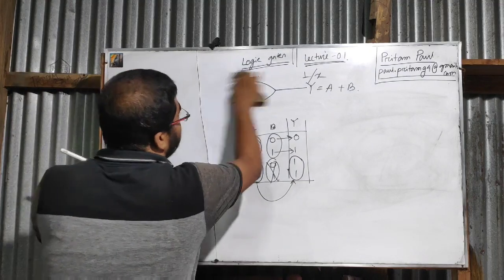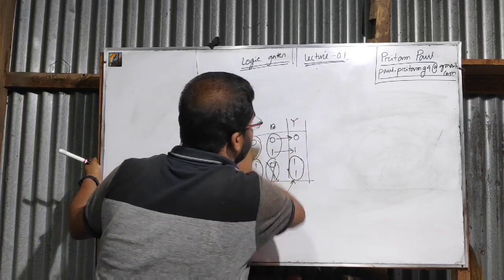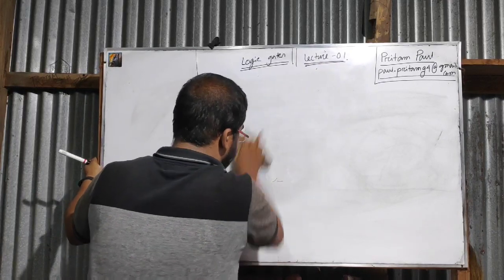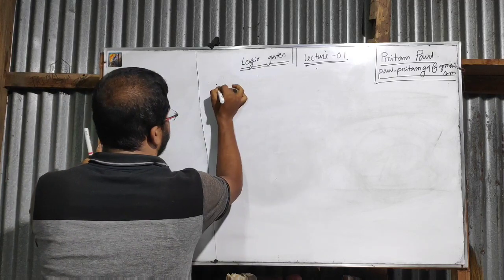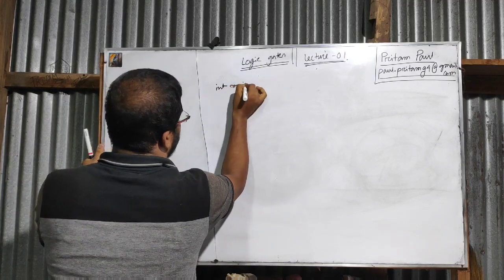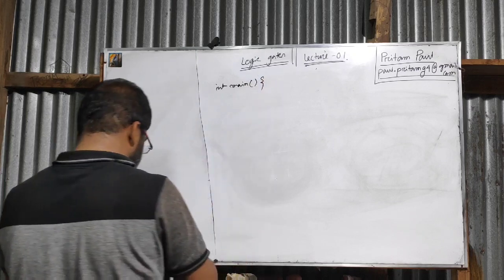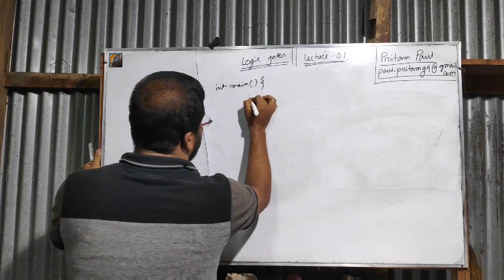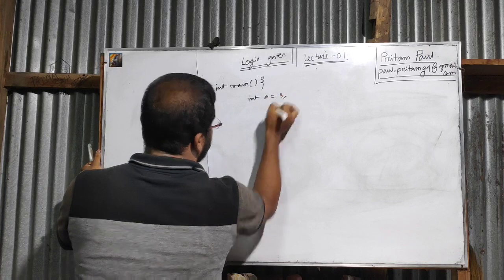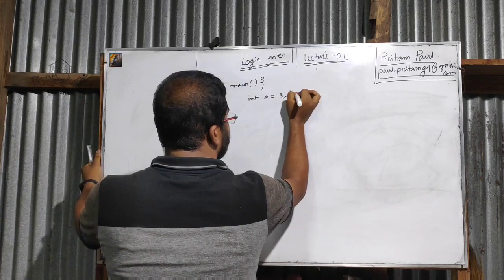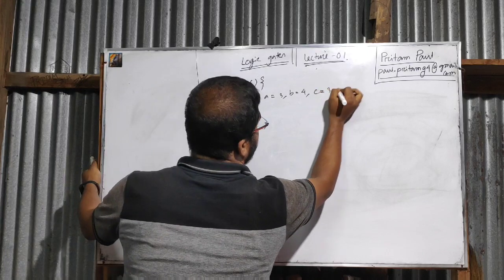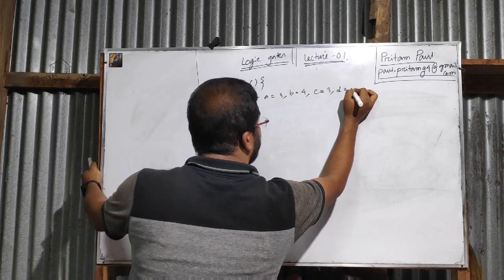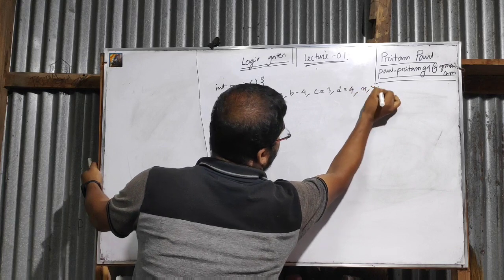Let us take an example and elaborate. This is a problem. For example, int main. Okay, this is a basic C program. Here int A equal to 3, B equal to 4, C equal to 3, D equal to 4, and X and Y.